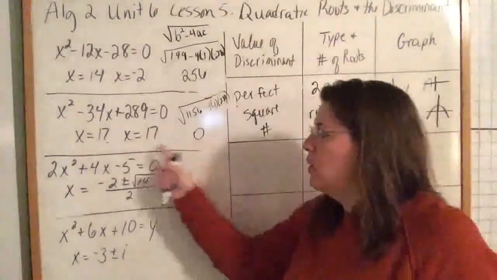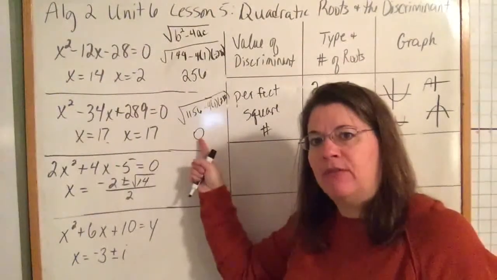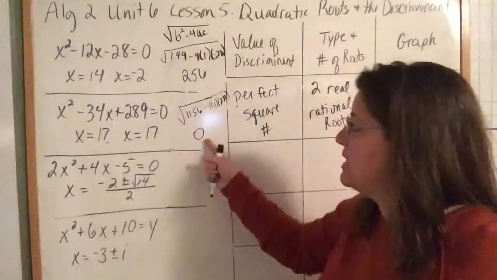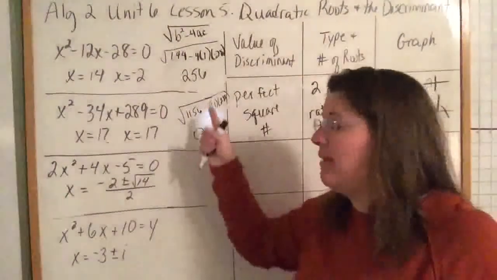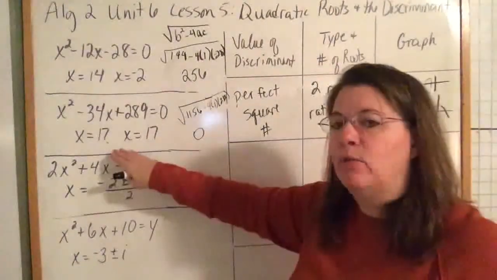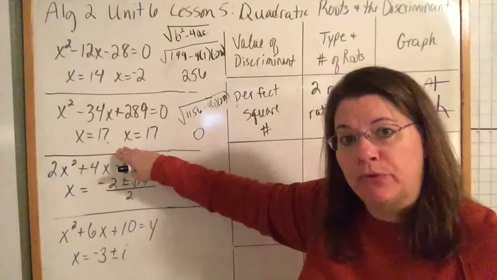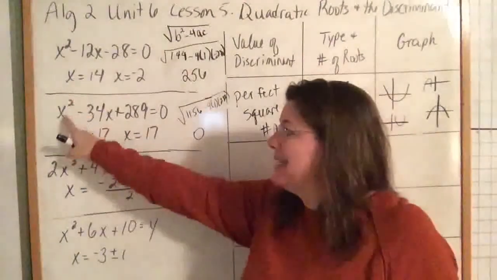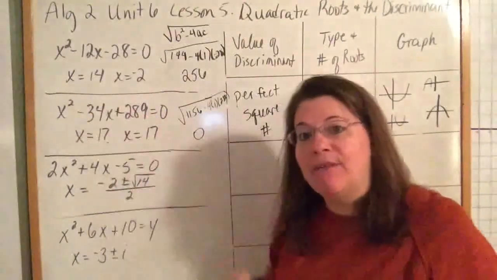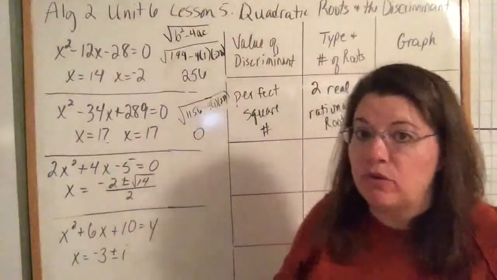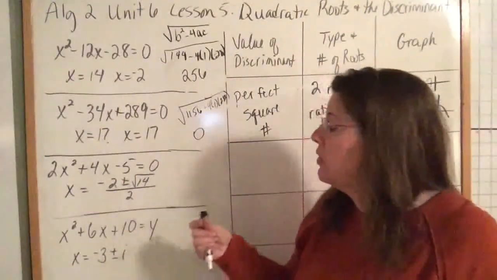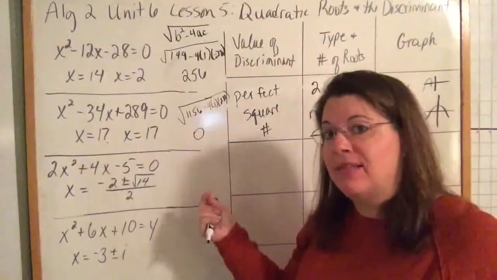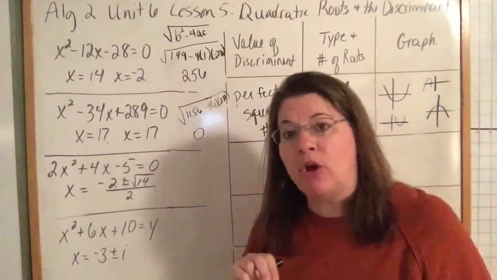When that happens, we said we have negative b plus or minus 0. Well, negative b plus 0 is the same thing as negative b minus 0, so that's not going to change the roots. So when this happens and we have 0 underneath the radical, we have one real rational double root. It shows up twice. Why is it a double root? Because with x squared, we have to have two answers, two roots, two solutions, two zeros. So when we do negative b plus 0 and negative b minus 0, we get the same thing twice. That's why it's called a double root.